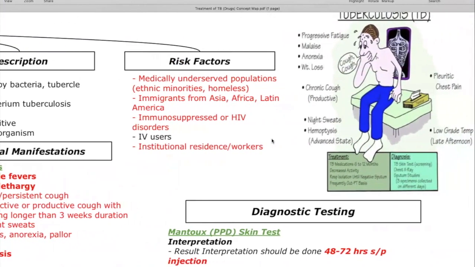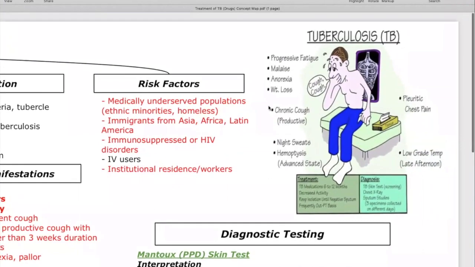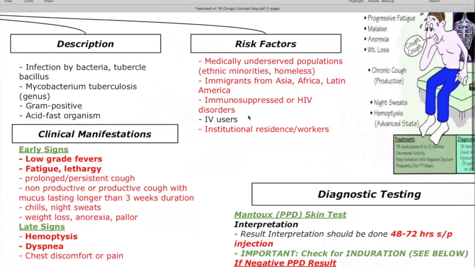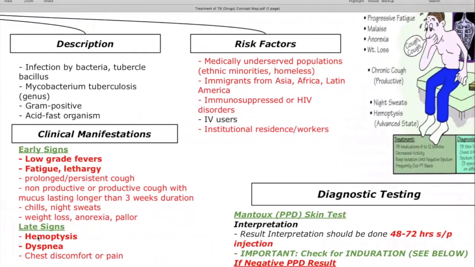If you take a look at this picture here, those are all manifestations. In the late stage, they're going to have hemoptysis, shortness of breath or dyspnea, and chest discomfort or pain.